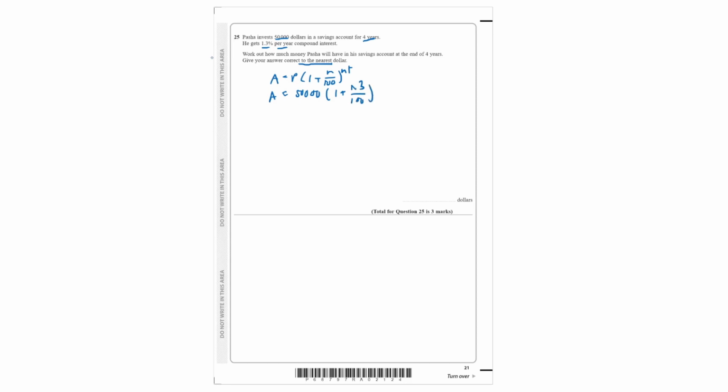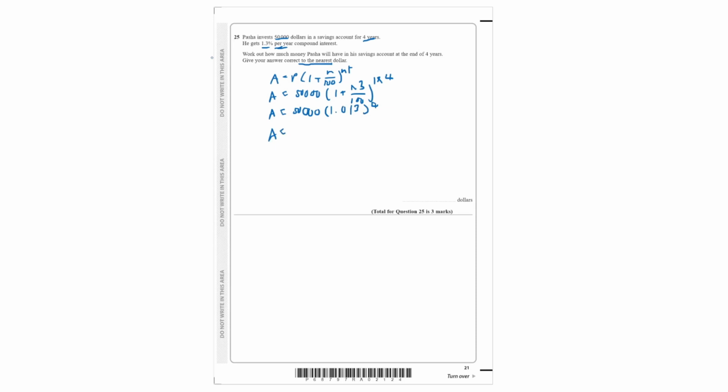And N is the number of times he invests per year. It says here only invests once per year. And T is the number of years, which is 4 years. So we can actually simplify this to A is equal to 50,000 into 1 plus 1.3 over 100, which is 1.013. And 1 times 4 is simply 4.